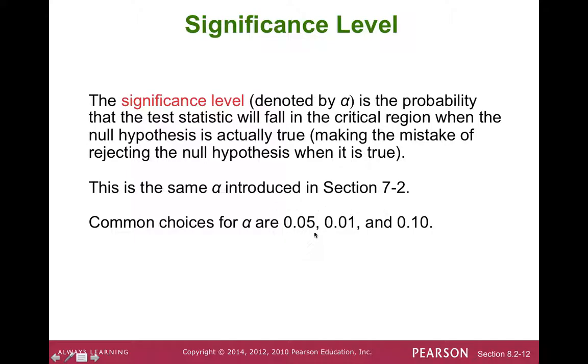They're 0.05, which would correspond to a 95% confidence level, as we saw in Chapter 7. 0.01, which would be a 99% confidence level. And 0.1, which would be a 90% confidence level. And the difference between your confidence value and 100 is that significance level. So our common choices are going to be the exact same thing that we saw in Chapter 7: 0.05, 0.01, and 0.1.